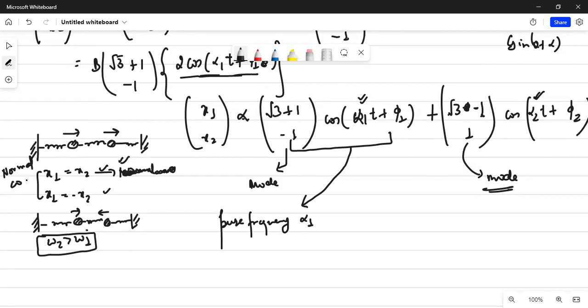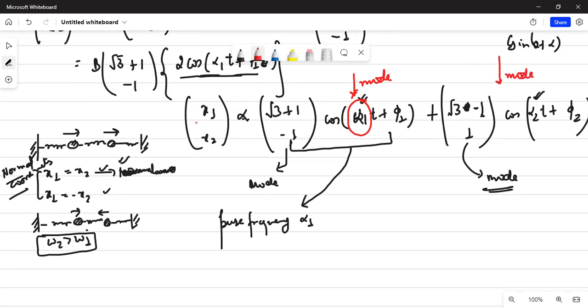Understand what normal coordinate means. Normal coordinates mean those coordinates which oscillate with a pure frequency, meaning a single frequency. For example, the first term here you can see is oscillating with the frequency corresponding to alpha 1. So this is one of the modes of oscillation, and this is another mode of oscillation. These are called normal modes.